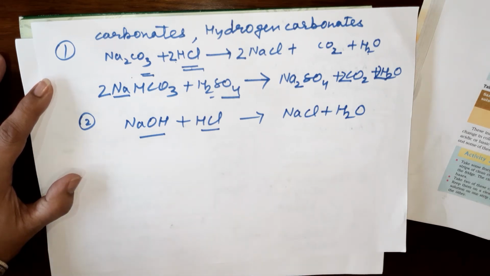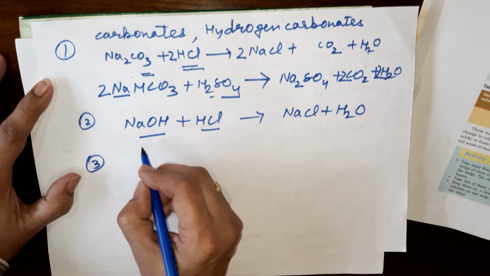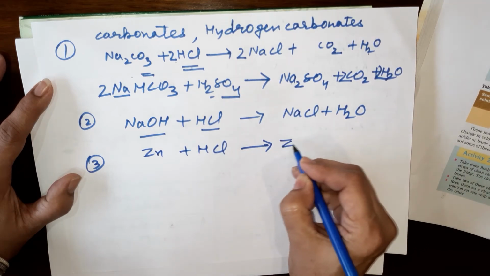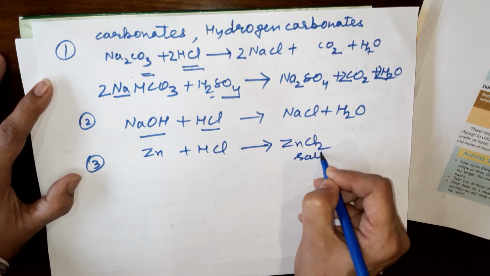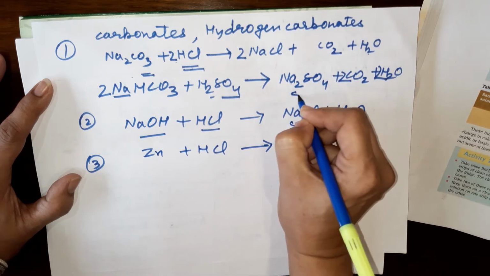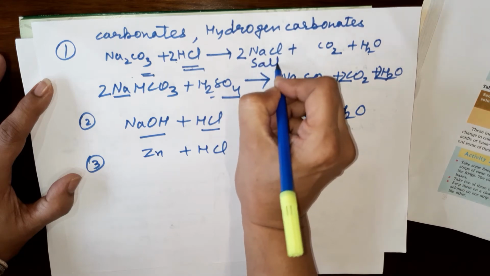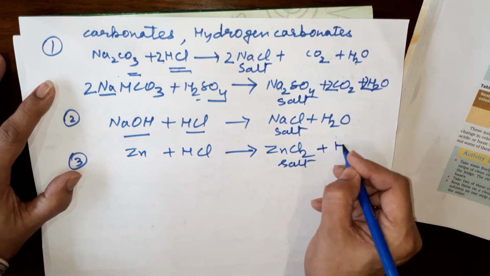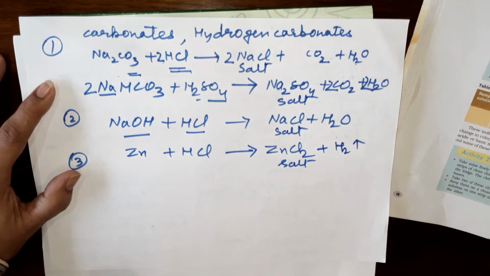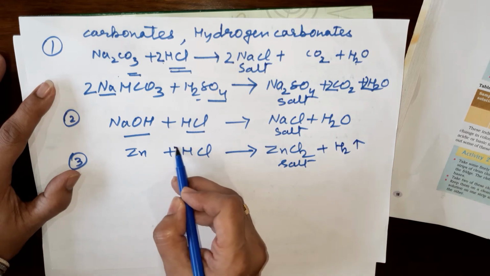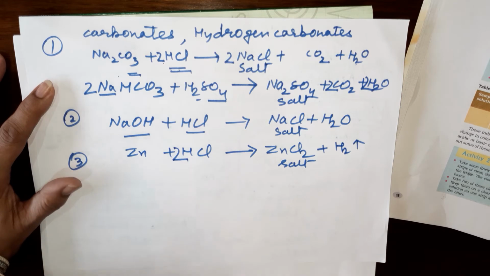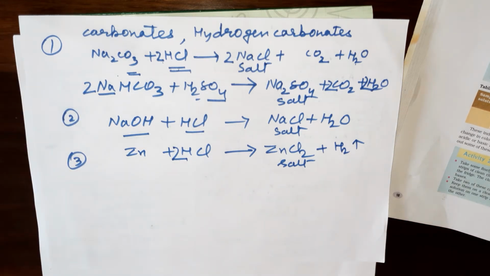Similarly, third, when it reacts with metals, suppose zinc plus HCl, then what does it form? It forms zinc chloride. That means this is also salt, this is also salt. So it will form ZnCl2 plus H2, hydrogen gas is evolved. You can do it, it is balanced now. So these are the properties of acids.